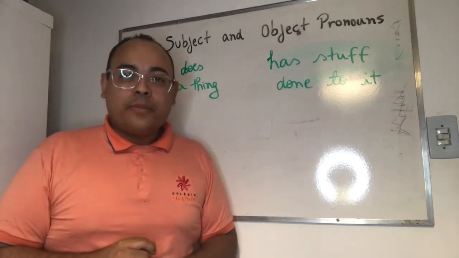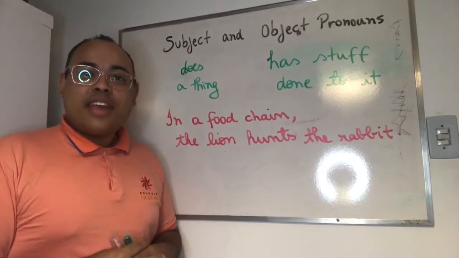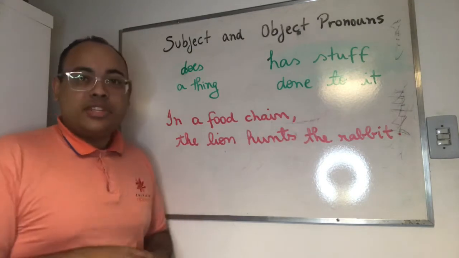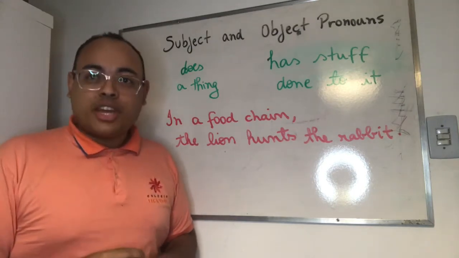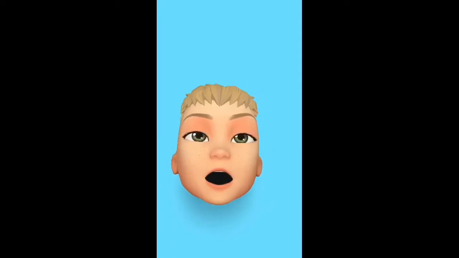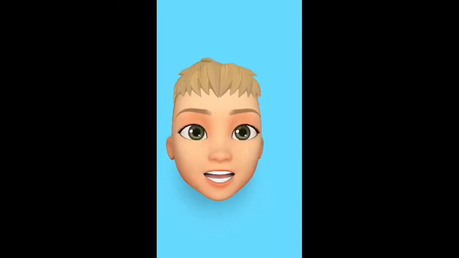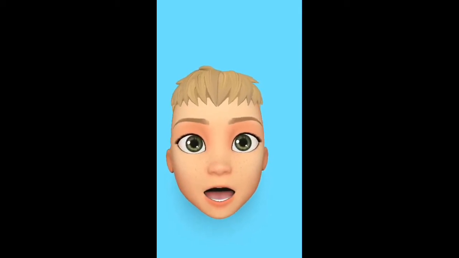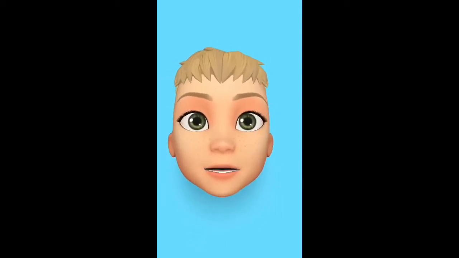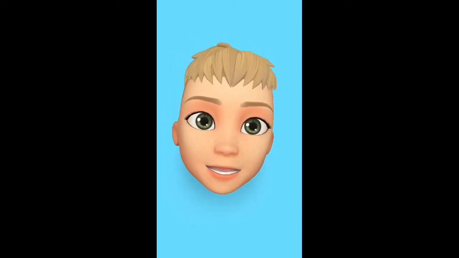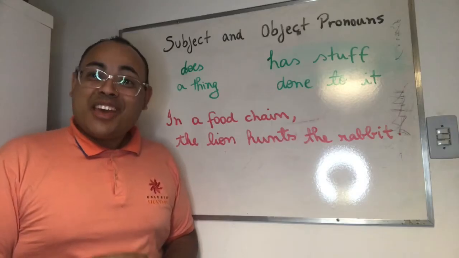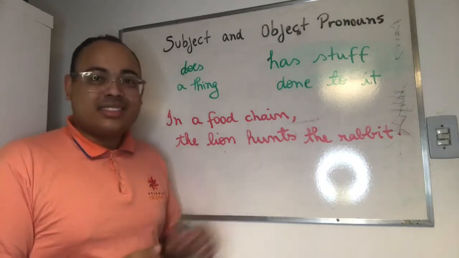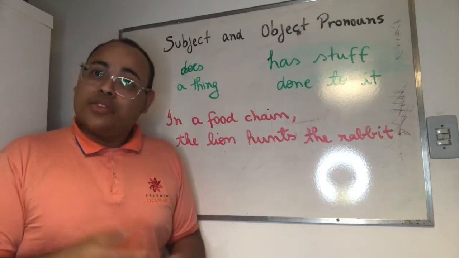Let's give an example. In this sentence, in a food chain, the lion hunts the rabbit. Who is the subject? Who is the object? Teacher, here it's Jose. I know the answer. The answer is the lion is the subject and the rabbit is the object, right? Very good. Yes, the rabbit is the object of the verb hunts. It is the object of the sentence.